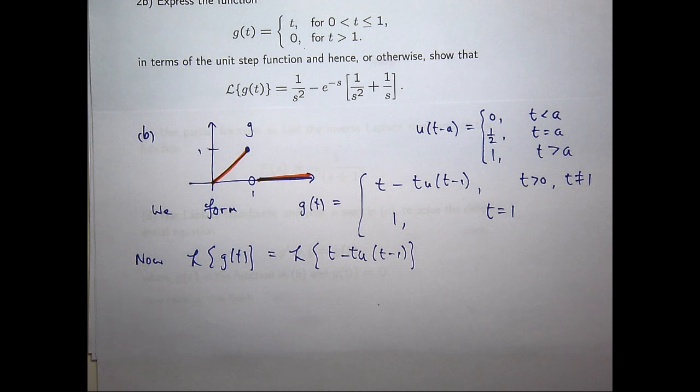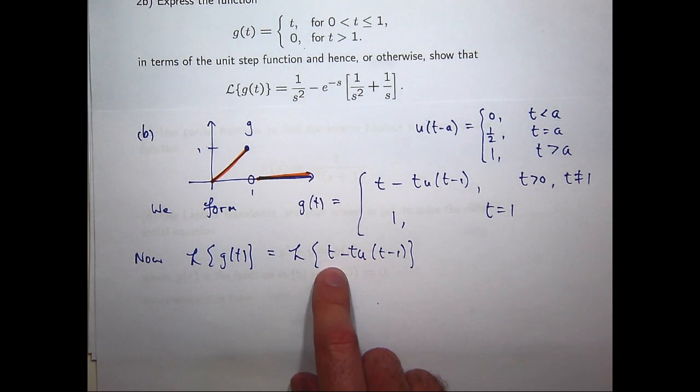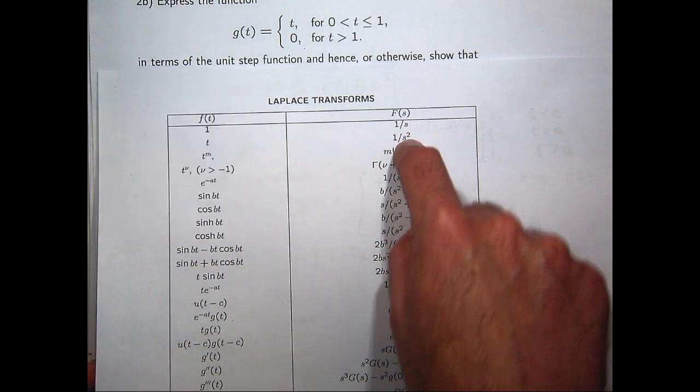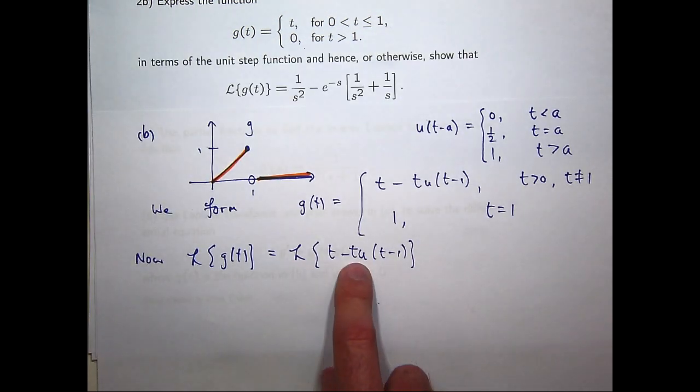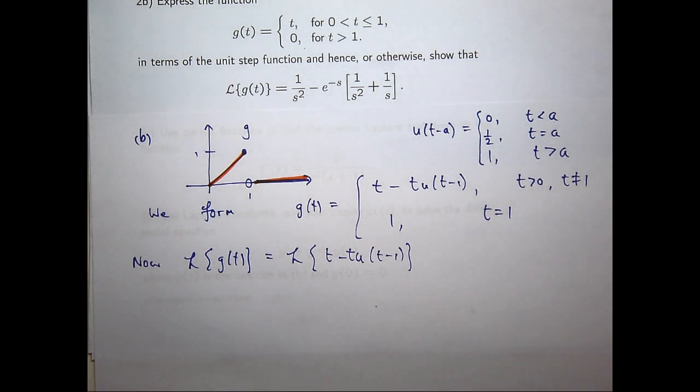Now the Laplace transform is a linear operator, and what I would like to do here is calculate these transforms. I can calculate the Laplace transform of t. I can just go to my table. It would be 1 on s squared. But what about the Laplace transform of t times this Heaviside step function? Well, I can do it in a couple of ways. I'm actually going to use the second shifting theorem.